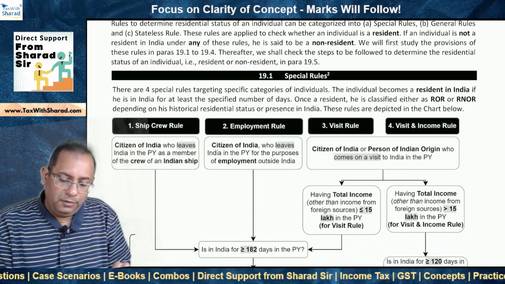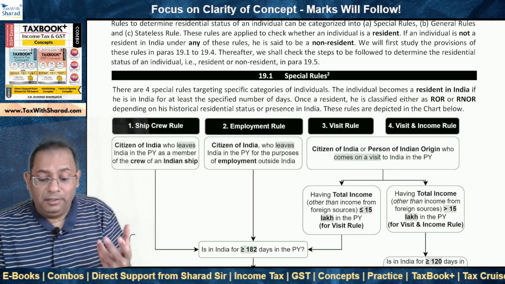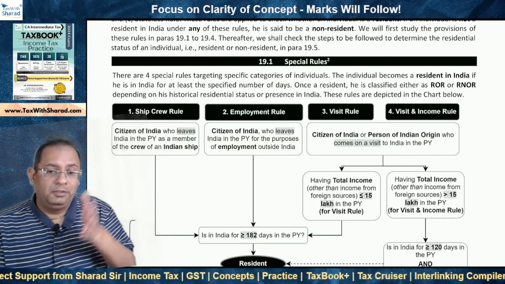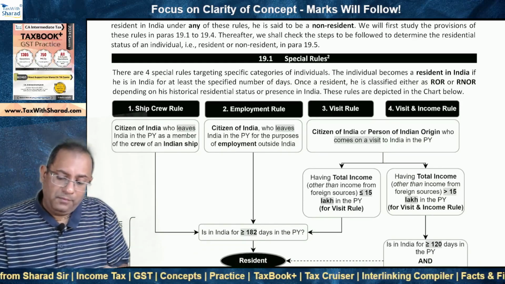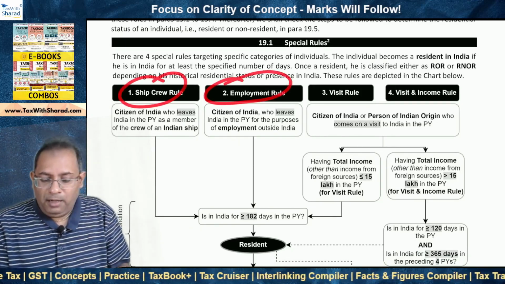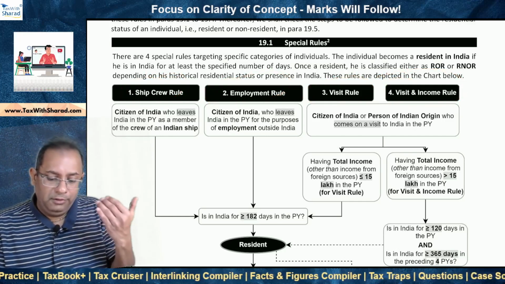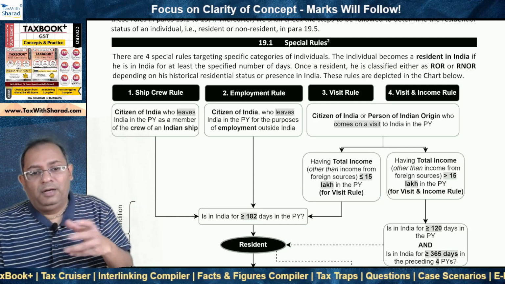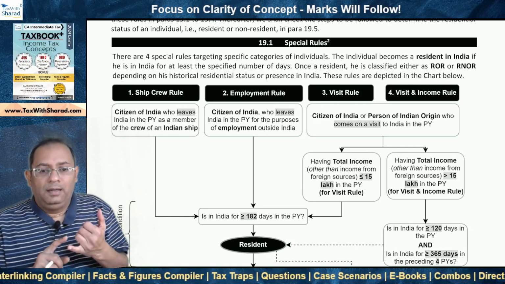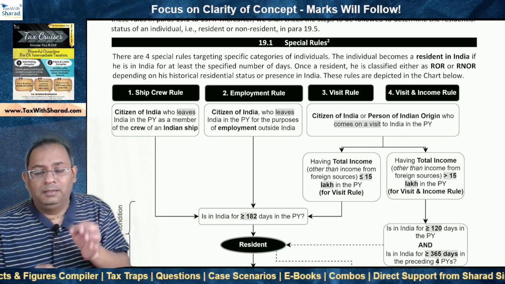Now there are 4 special rules, and they target specific categories of individuals. They have a specific set of conditions to be satisfied for a special rule to apply. Now these special rules you need to apply to find out whether an individual is a resident. And once the individual is a resident, then you need to further figure out whether the individual is a resident and ordinarily resident, ROR, or resident but not ordinarily resident, RNOR.